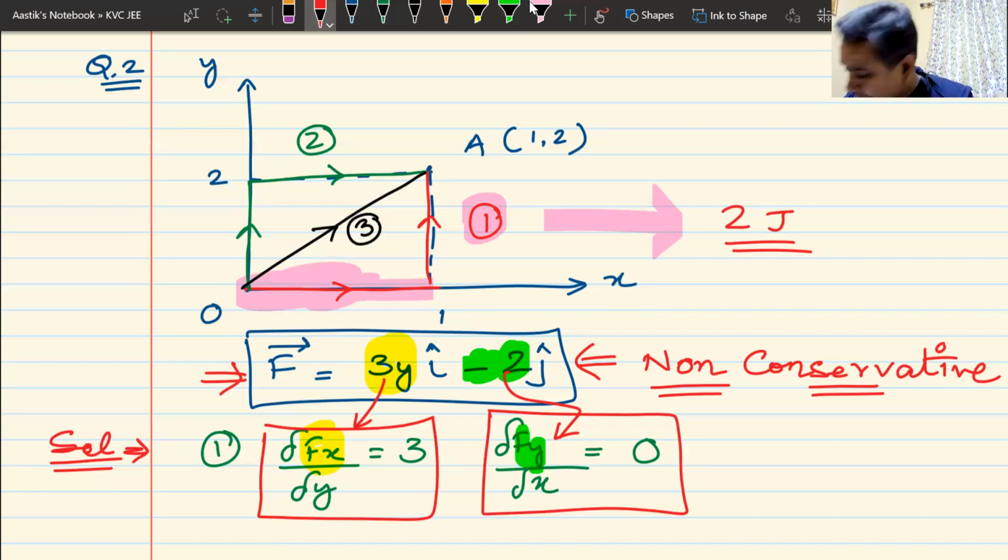Sir, I have integrated 2x dx minus integrated 3 dy, sir, with the limit 2 to 1. Okay, let me try to do what you have done. Let me first write the force. So force is here. Give me a moment.